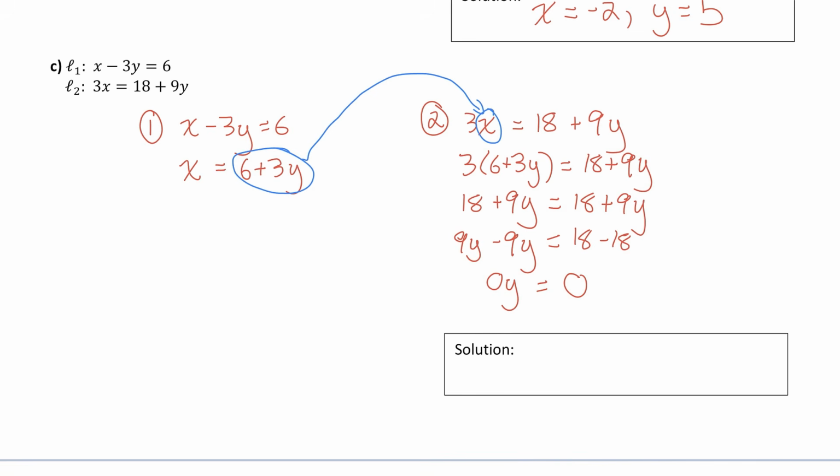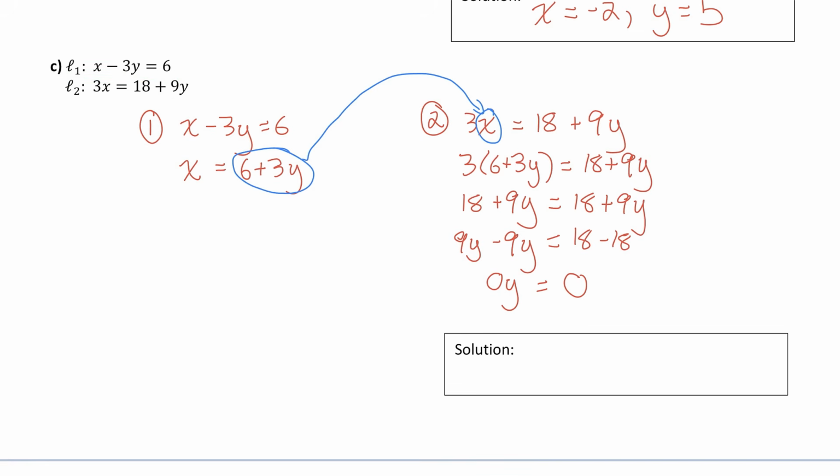So when is that true? 0 times what is equal to 0? Well, 0 times anything is equal to 0. So once I get to this step in the equation, I know that the two lines I started with, line 1 and line 2, must actually be the exact same line. And if you notice, if you multiplied line 1 by 3, it would be exactly equal to line 2. So I know they're the same line.